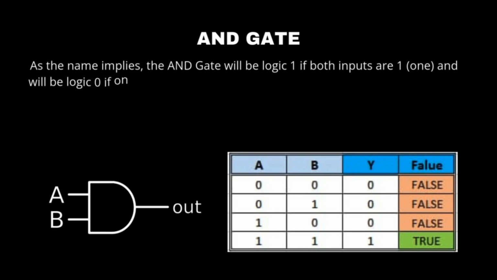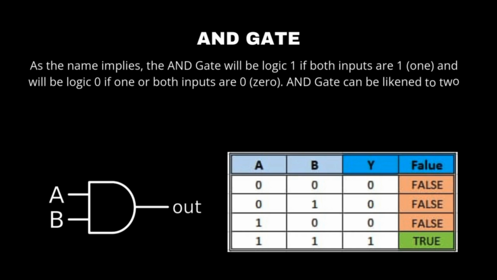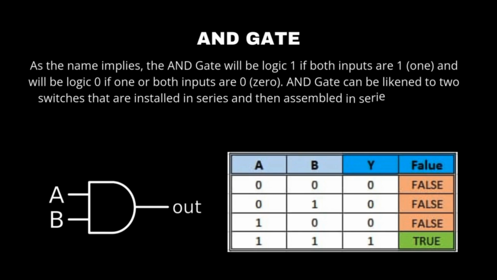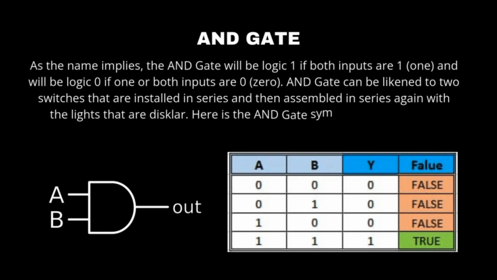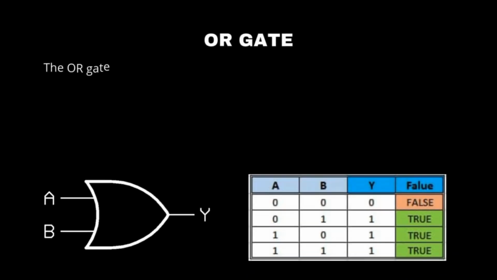As the name implies, the AND gate will be logic 1 if both inputs are 1 and will be logic 0 if one or both inputs are zero. AND gate can be likened to two switches that are installed in series and then assembled in series again with the lights that are switched. Here is the AND gate symbol and truth table.